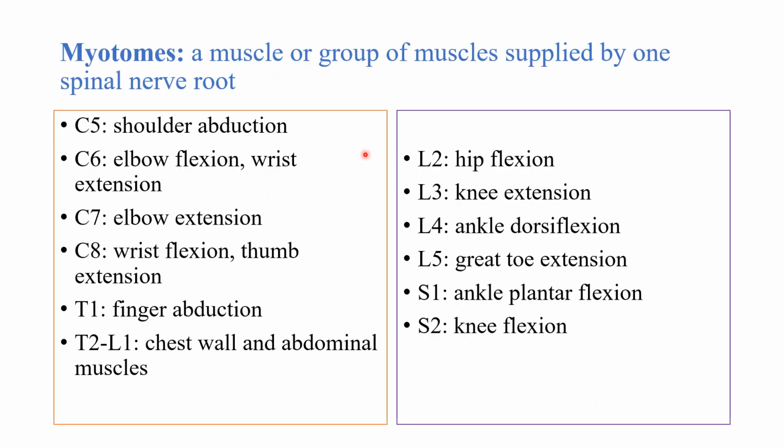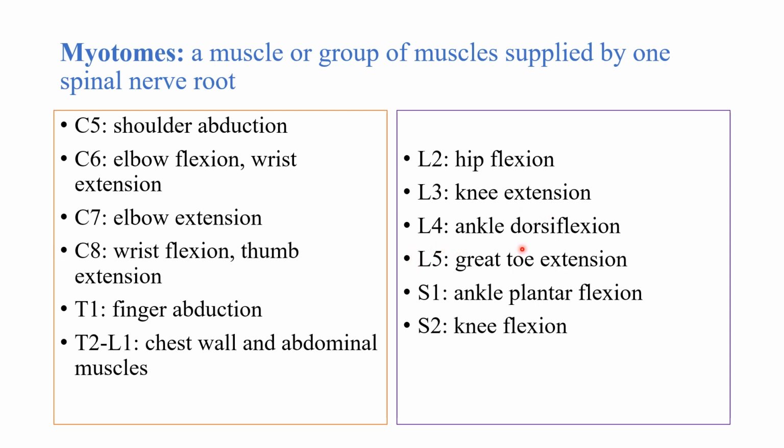You should know about myotomes and dermatomes. What is a myotome? It is defined as a muscle or group of muscles supplied by one spinal nerve root. You can see here C5 is helpful for shoulder abduction. C6 for elbow flexion and wrist extension. C7 for elbow extension. C8 for wrist flexion and thumb extension. T1 for finger abduction. T2 to L1 for chest wall and abdominal muscles. L2 is for hip flexion. L3 is helpful for knee extension.